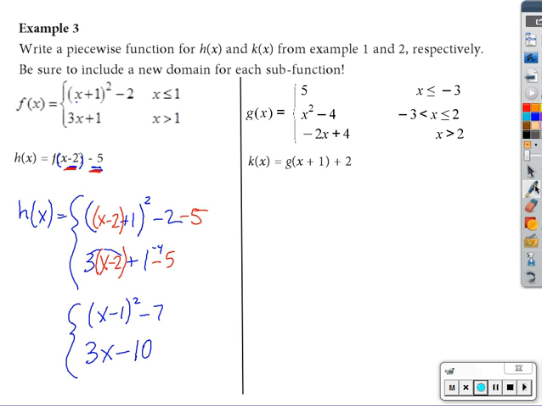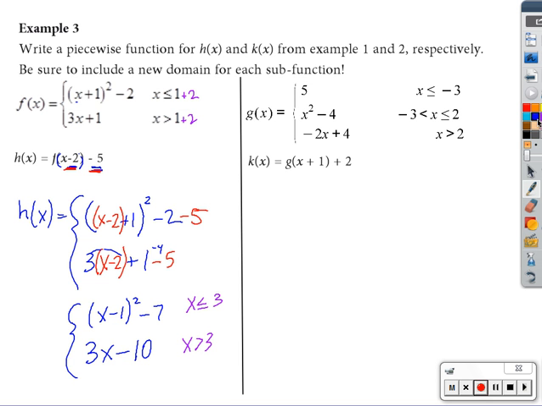The other way would be to say, okay, my horizontal shift is to the right 2, so plus 2, and plus 2 gives me the 3 for my domain change. So here x would have to be less than or equal to 3, or x would have to be greater than 3.